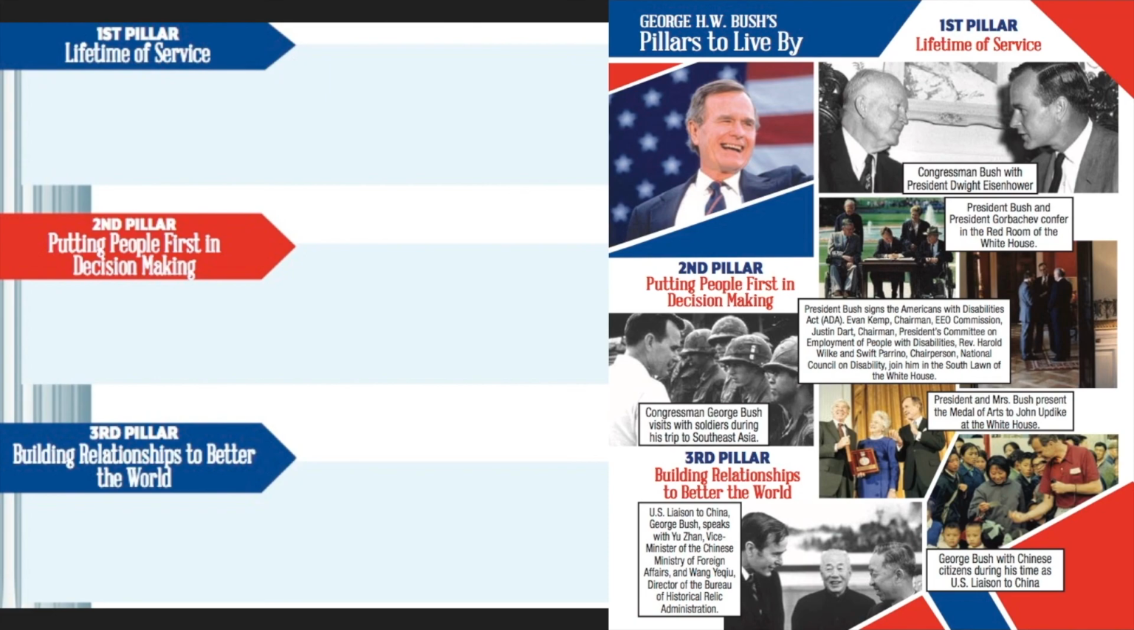The third pillar to live by is building relationships to better the world. In this case, we have a great example in President Bush. He was the ambassador to the United Nations, as well as, at one point, U.S. liaison to China. He talked with people. He built relationships. And he brought those good relationships with other countries over with him when he became president.